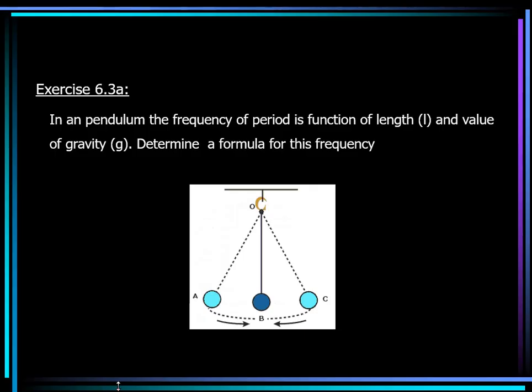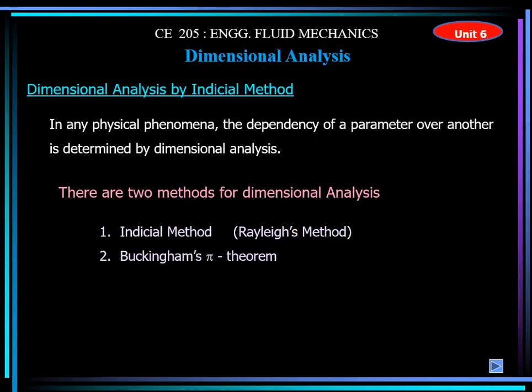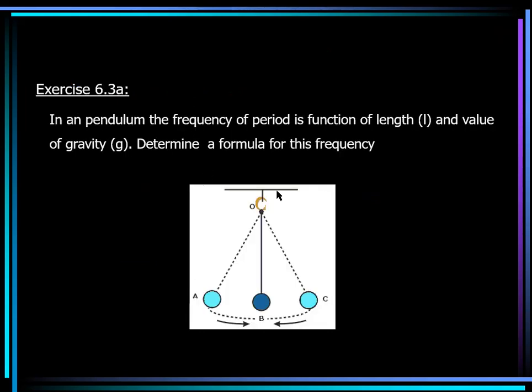This is actually my final step. I don't need to go further. So this is the formula which I wanted to derive. So this is the application of this procedure. As I told you, we can use the indicial method, which we just used in this example, and the Buckingham Pi theorem. So the indicial method is what we used to solve this problem, and we found the formula for this physical phenomenon.